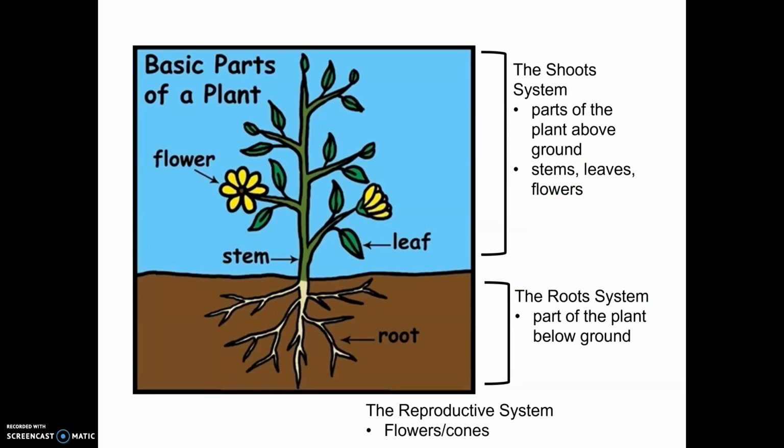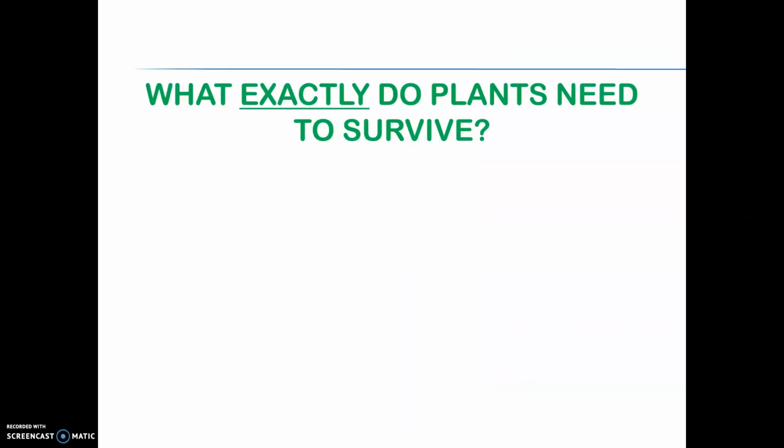Okay, the next thing I want to review with you are the plant systems. Remember that there are three systems located inside your plant. We've got the shoot system, the root system, and the reproductive system. Your shoot system is everything above the ground, and your root system is everything below the ground. And then your reproductive system would be flowers, or if you have a plant that doesn't have flowers, typically they'll use cones.